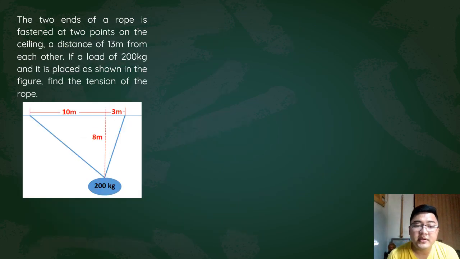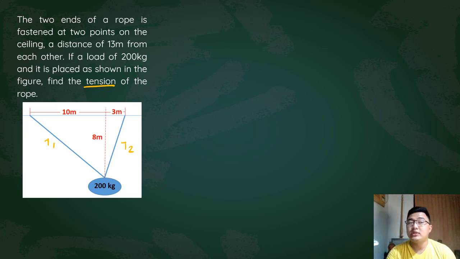So the two ends of a rope are fastened at 2 points on the ceiling, a distance of 13 meters from each other. If a load of 200 kilograms is placed, as shown in the figure, find the tension of the rope. So what do we need to do here? For this problem, we only have one load with two strings acting on that same load. So we need to solve for the tension exerted by the ropes. Let's label these as our tension 1 and tension 2.